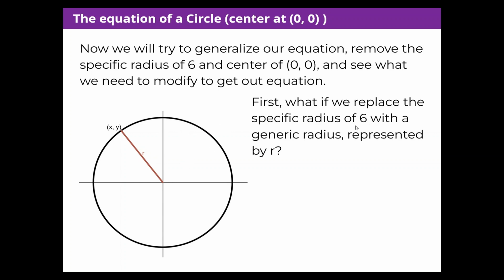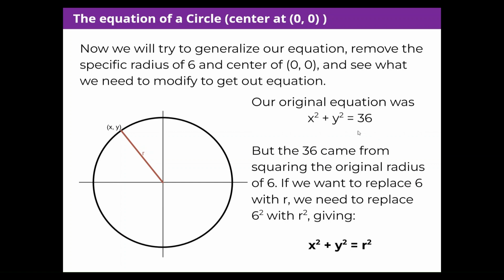Replacing the radius of 6 is pretty straightforward. Our original equation was x squared plus y squared equals 36. But 36 came from squaring the radius. So if I have a different radius r, I want to replace 6 squared with r squared. And that gives the equation of any circle with its center at the origin. And this is something you should memorize.